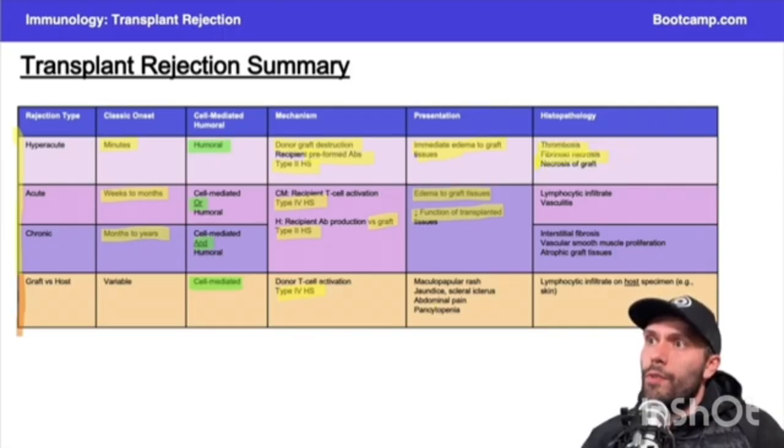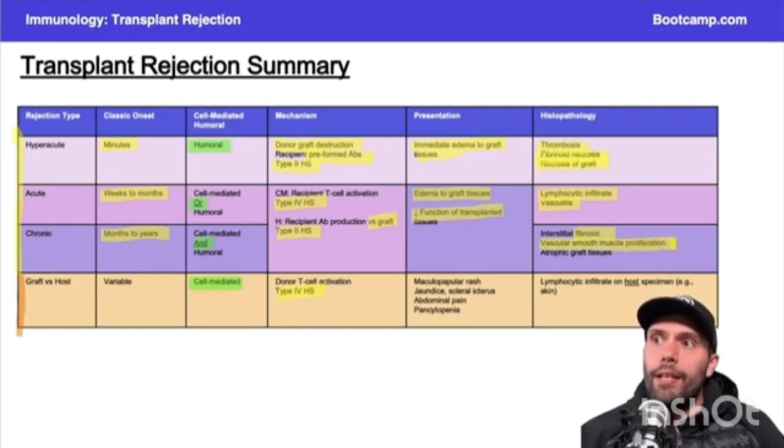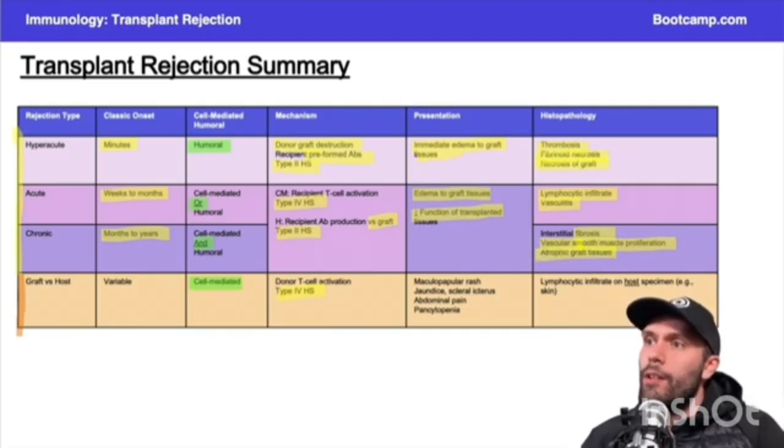So just going over that again, thrombosis, fibrinoid necrosis of the graft. Right away, lymphocytic infiltrate is classic for cell-mediated responses. You can also see vasculitis. And then when you're thinking things like fibrosis, you're thinking chronic, right? When you're thinking vascular smooth muscle proliferation, it takes time for that to happen. It doesn't happen in a week, right? It takes time to have the mediators to eventually allow proliferation of blood vessels. And then atrophy is very classic too. It's a very slow decline in the function of that tissue.